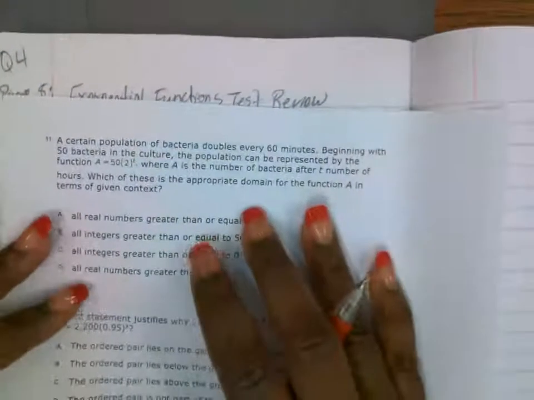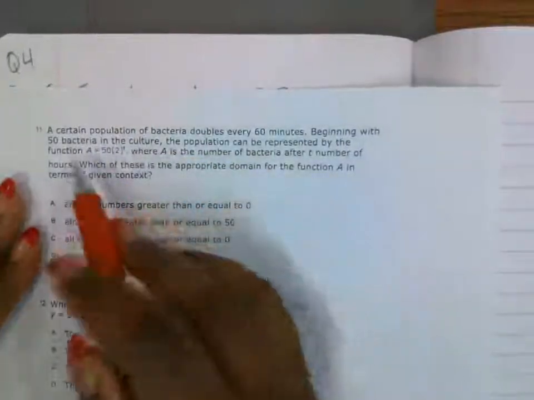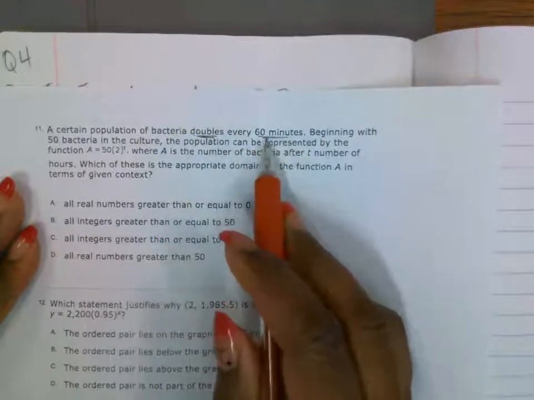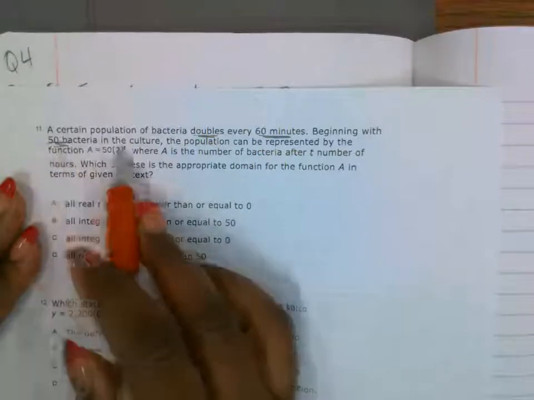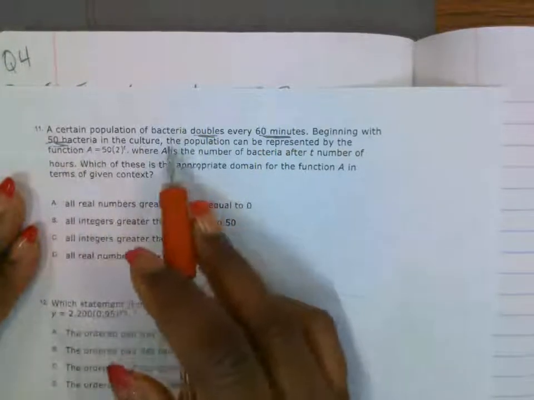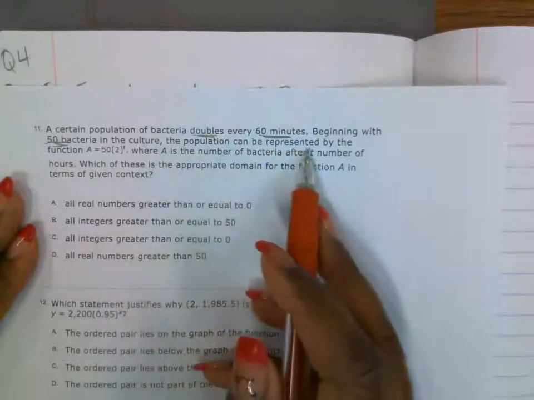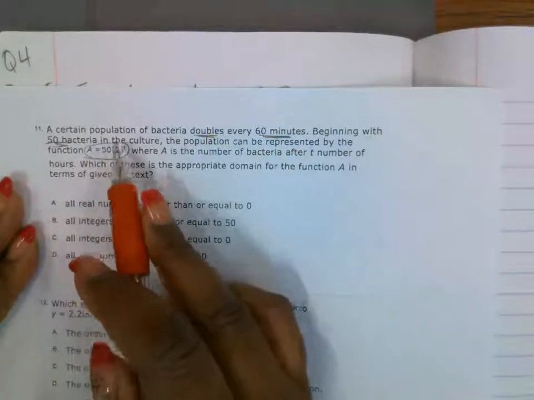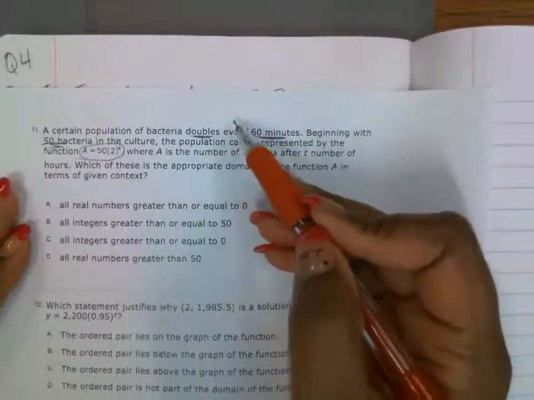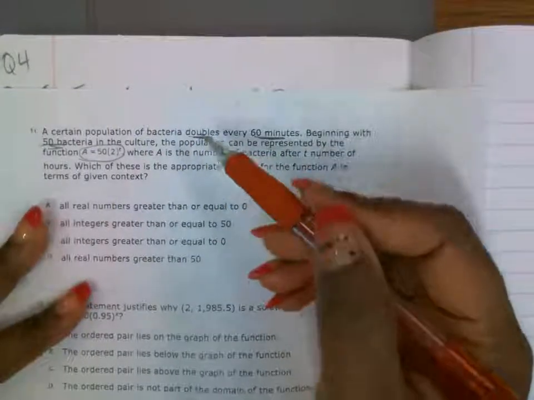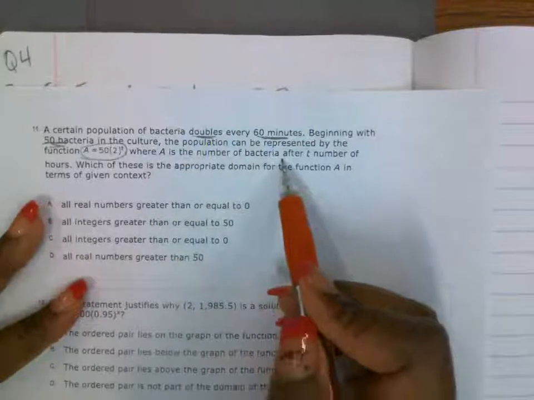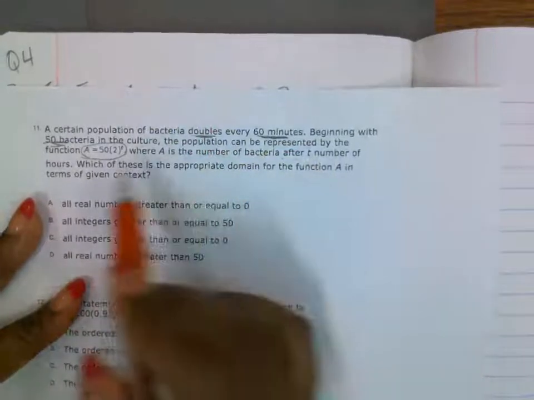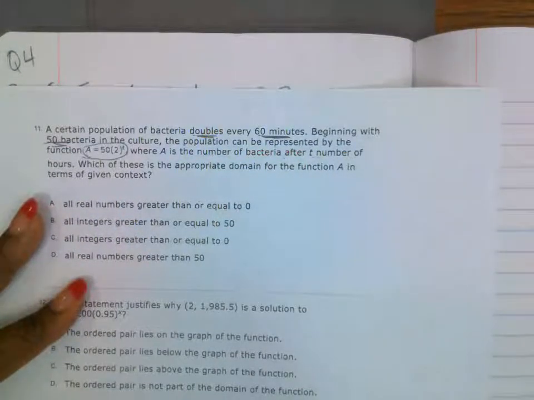Number 11 says, a certain population of bacteria doubles every 60 minutes, beginning with 50 bacteria, so that's the starting amount, in the culture, and the population can be represented by this function right here. This is the equation. This is an exponential function, and I knew it would be because you're multiplying by 2 to get to the next number, okay? Where A is the number of bacteria, so A is the final or total number of bacteria, where T is the number of hours. Remember, T or X is always time.